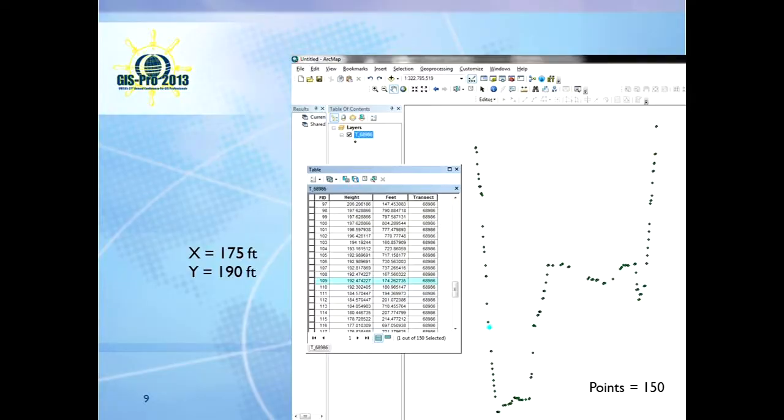So I stripped out the points in x and y space. This transect is 2,000 feet, and the highlighted point you see has a distance of 150 feet across the transect and 190 feet in elevation.